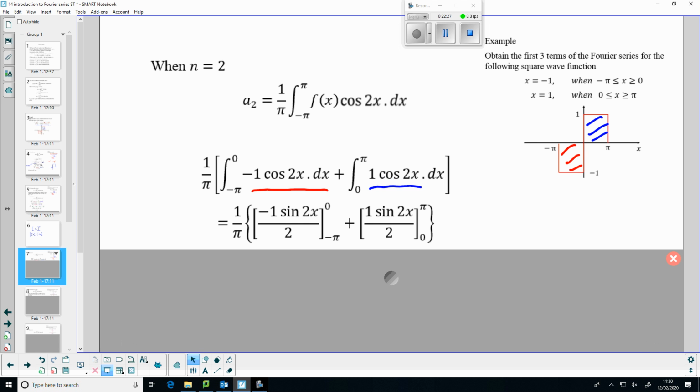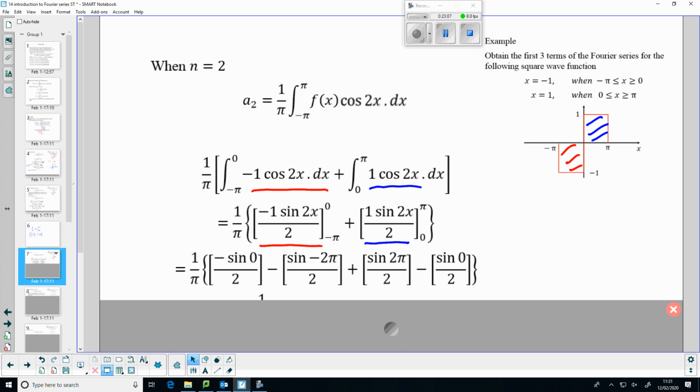Integrating, we end up with 1 over pi, and then when we integrate, it's minus 1 times the sine of 2x over 2, divided by a. A is 2 in this case. And on this side, 1 times sine of 2x over 2, between pi and 0. So that's the blue bit, the function. That's the red bit. Hopefully you're all following.